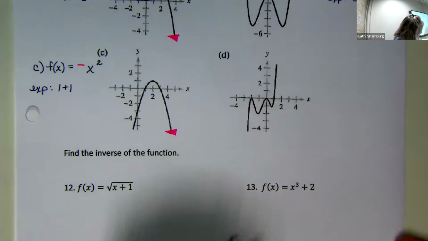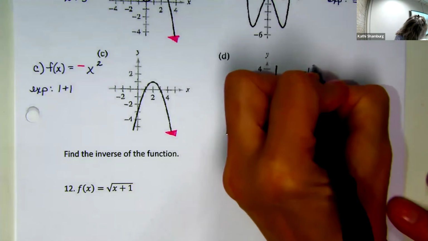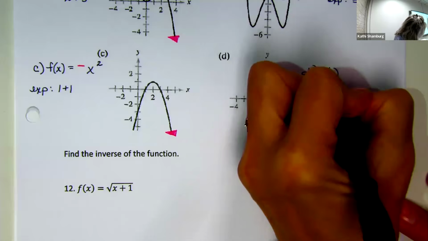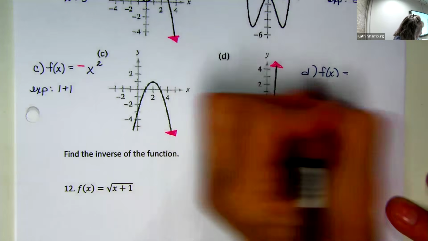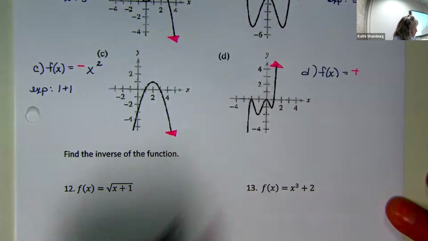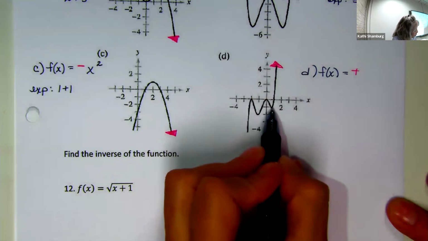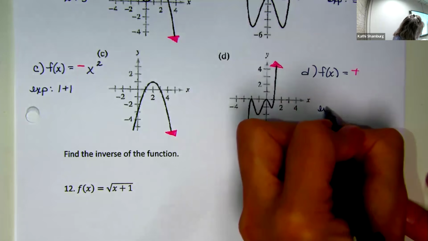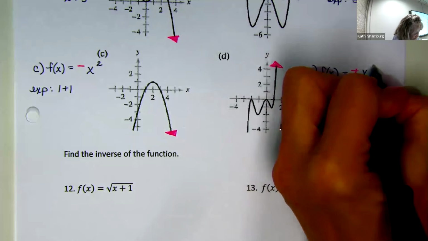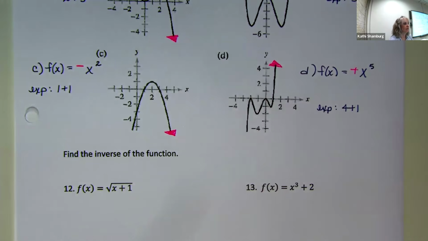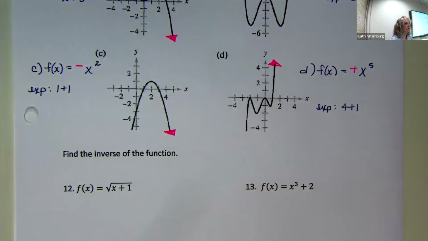All right, so D. We're back to up on the far right, so we know this is positive. We have 1, 2, 3, 4 bends. So 4 plus 1, x to the 5th. Let's make sure it goes from far left to far right.